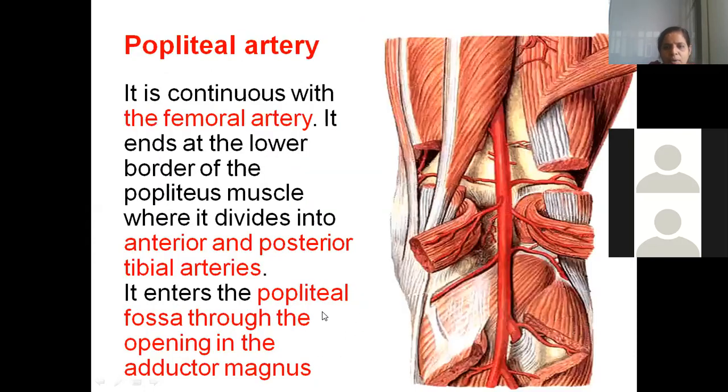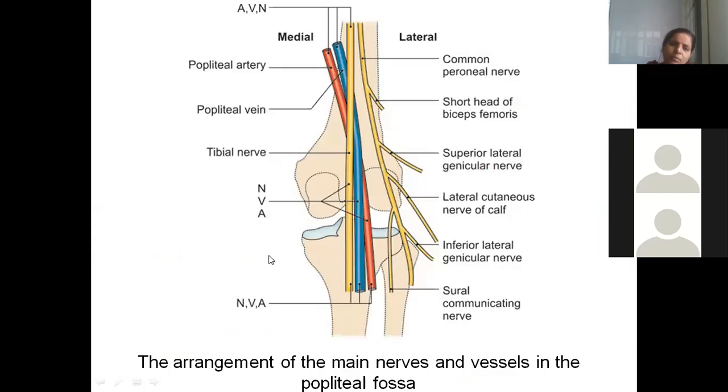This I already told you, but femoral artery is coming to the posterior compartment through the opening in the adductor magnus. Now the name has changed from femoral. Now it is named as popliteal. See, popliteal artery is actually an important 5 marks question.